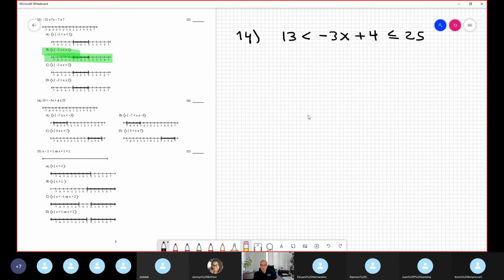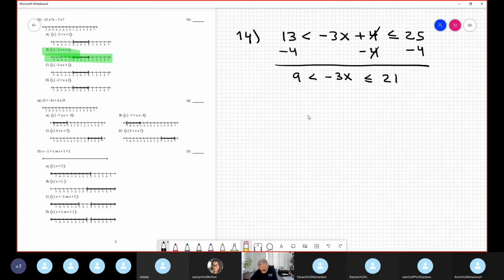So now it's classical. Subtract 4, subtract 4, subtract 4. 13 minus 4 is 9. Bring down 3x, 4 is cancelled out. And this is positive 21. Now divide by negative 3. You divide by negative 3 because I want to isolate x. You say, Professor, I divided by 3. No, divide by negative 3 because my goal is to solve for positive x, not negative x. So we have negative 3 because 9 divided by negative 3 is negative 3.